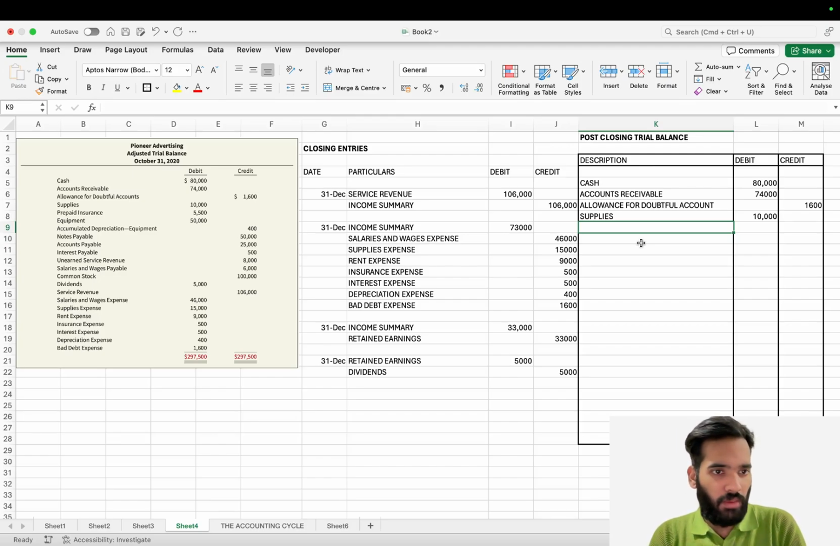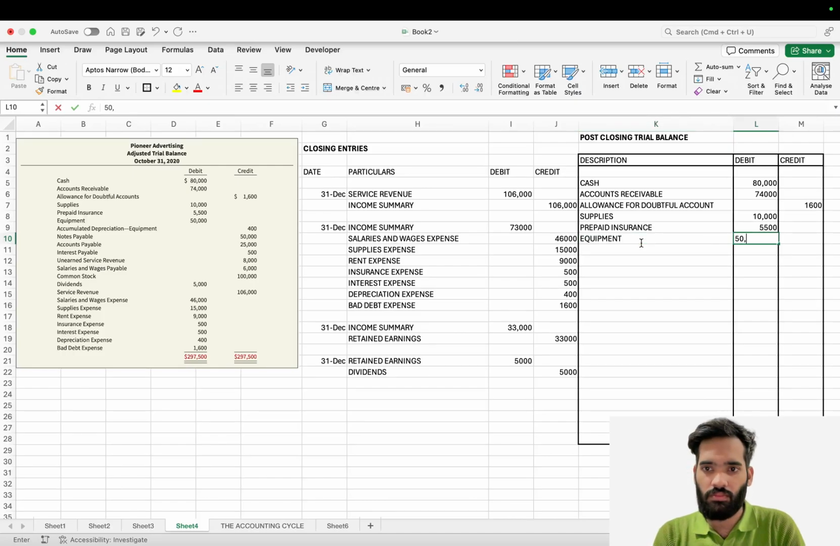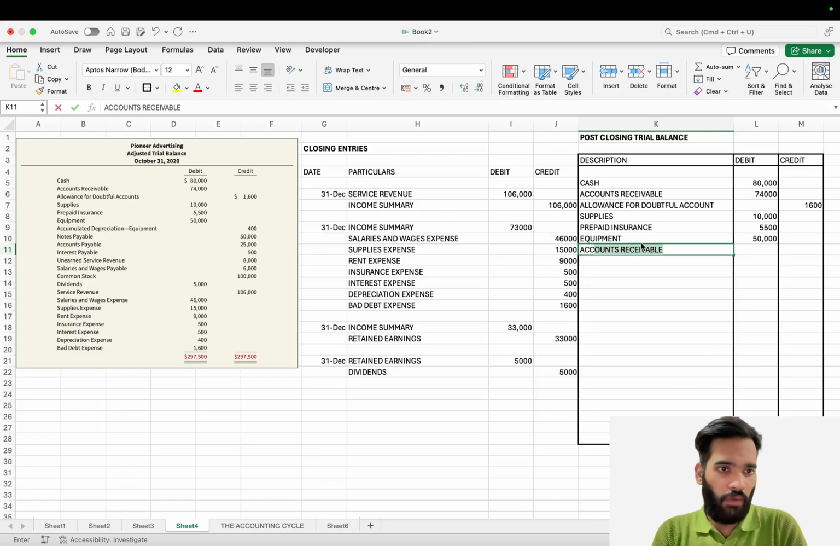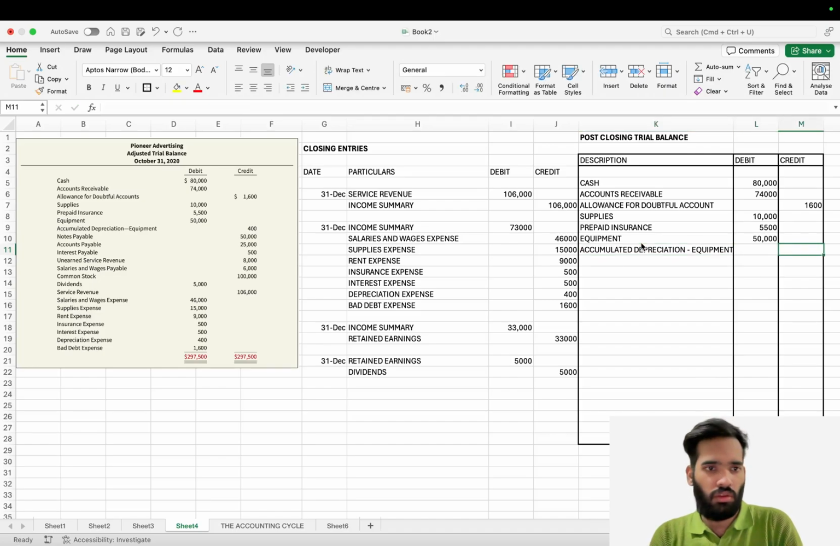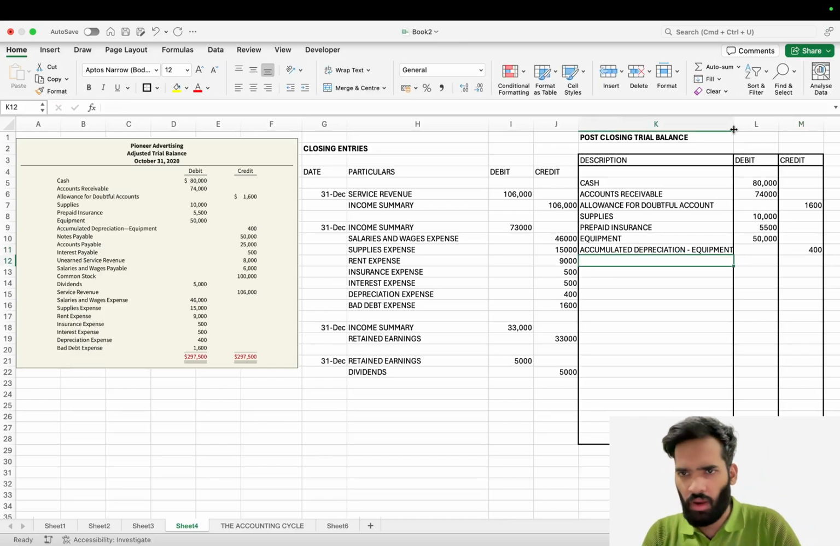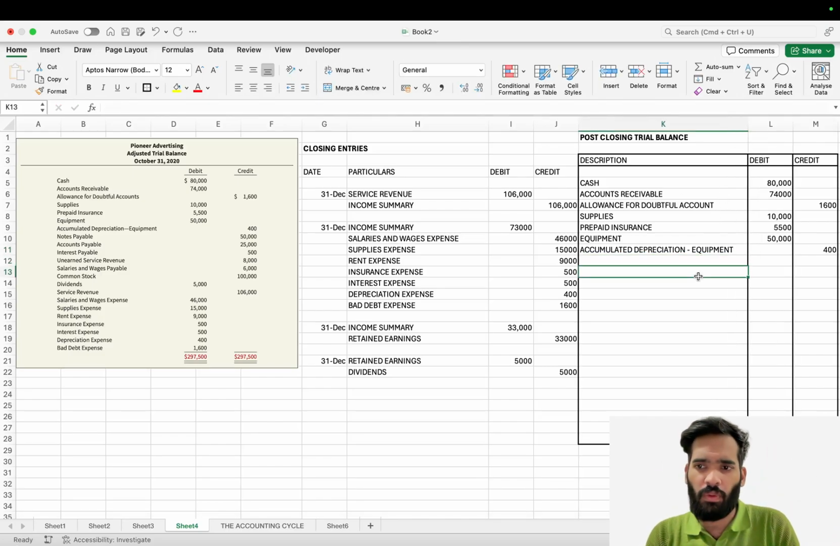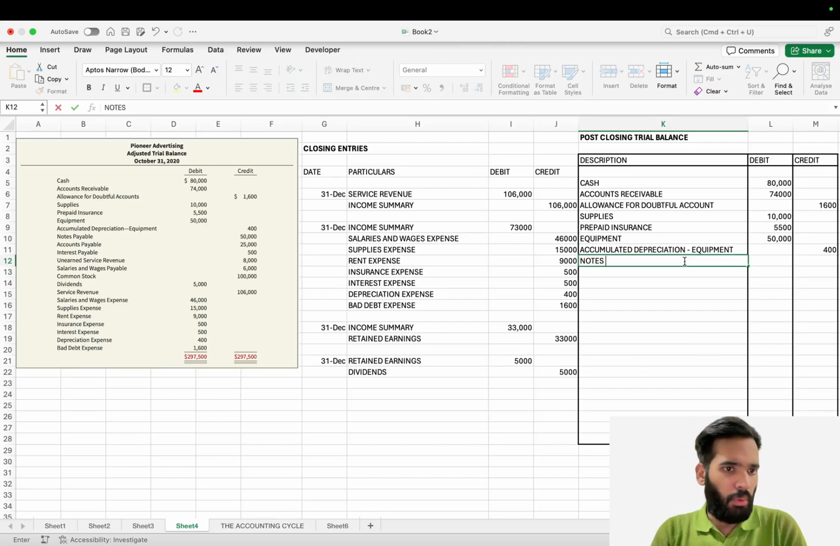Okay. So after supplies, we have prepaid insurance, 5,500, and then we have equipment. Now, if some accounts don't look familiar, don't worry about it. We are doing this full question just so conceptually you are good. If you don't know what certain account means, ignore that. If you haven't covered it in our course, not a problem. I'm just trying to show you a very good question of post-closing trial balance.